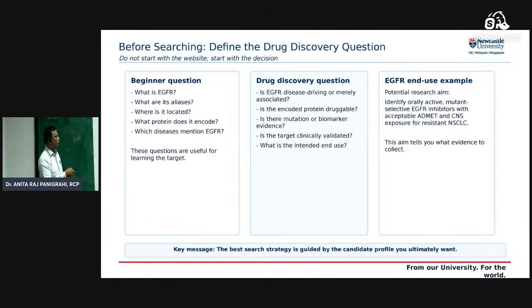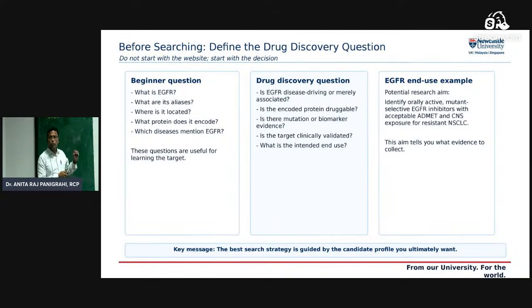Identify orally active mutant-selective EGFR inhibitors with acceptable ADMET and CNS exposure for resistant non-small cell lung cancer. This is very clear, because what we want is for the drug to be orally active. That means it should be in a tablet, capsule, or syrup form. That's what we want.